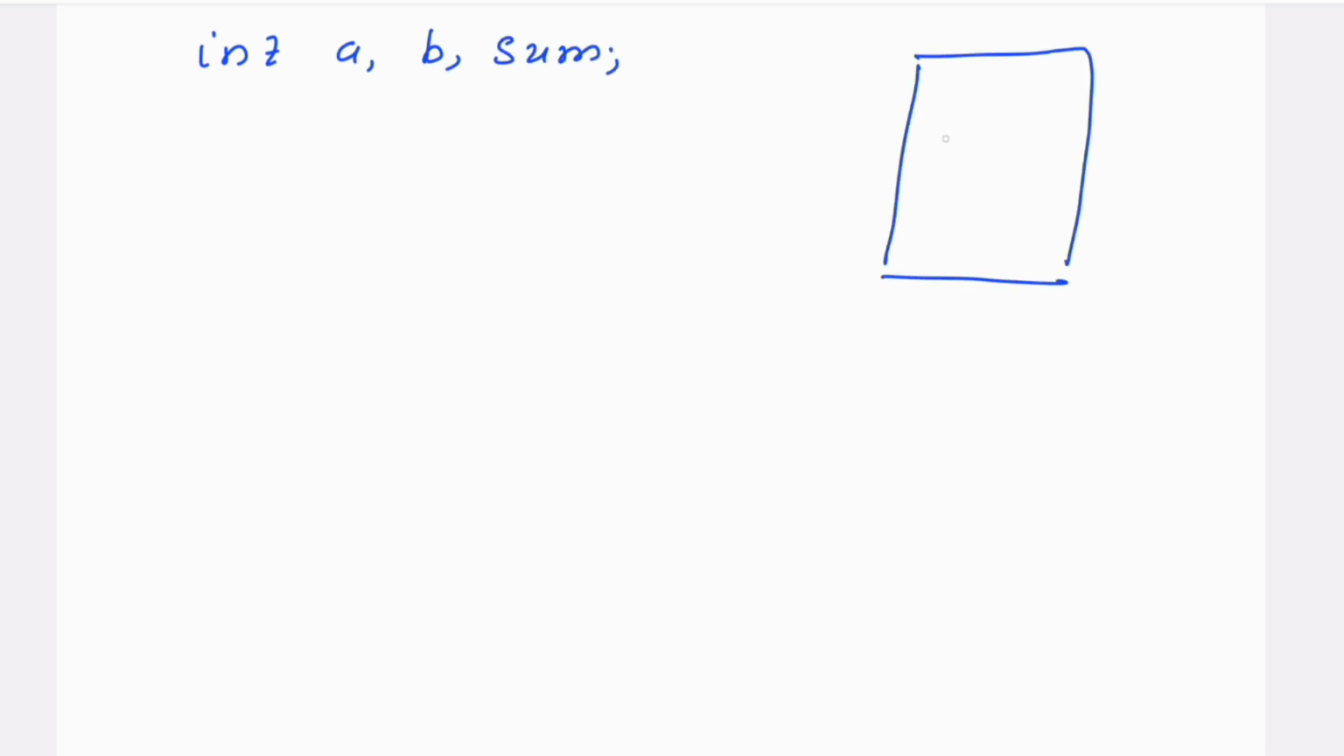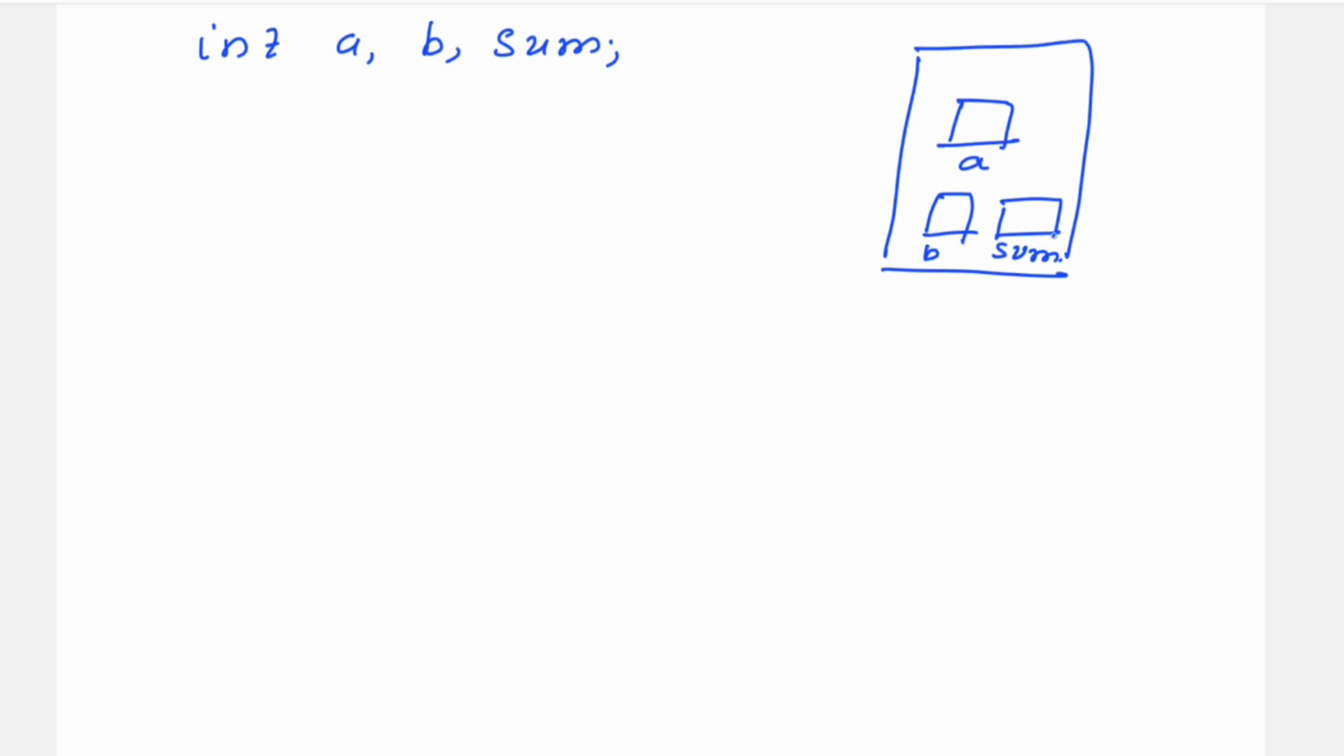When you declare a statement like int A, B and sum, what happens in memory is that locations are identified for A, then for B and for sum. So all these three memory locations get the names A, B and sum. Once you perform the computation, suppose in your program you write sum equal to A plus B, then the values of A and B will get added and stored in the variable sum.